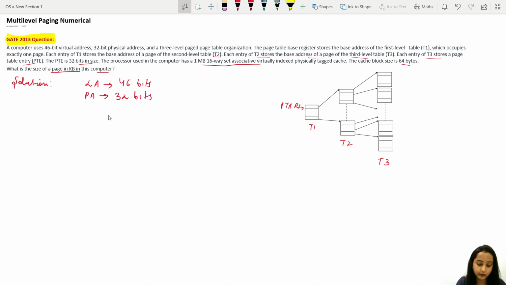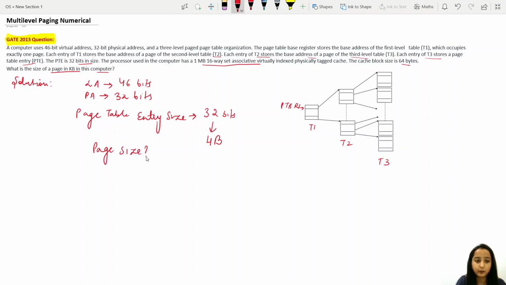The first level page table has only one page. So let me note the page table entry size, which is given as 32 bits. If I write it in bytes, it will be 4 bytes. Right. So what is the page size? They have asked for the page size.